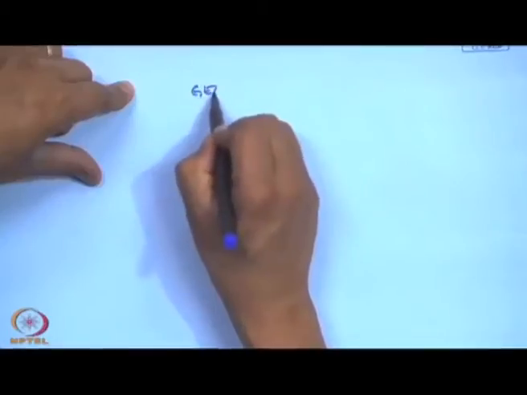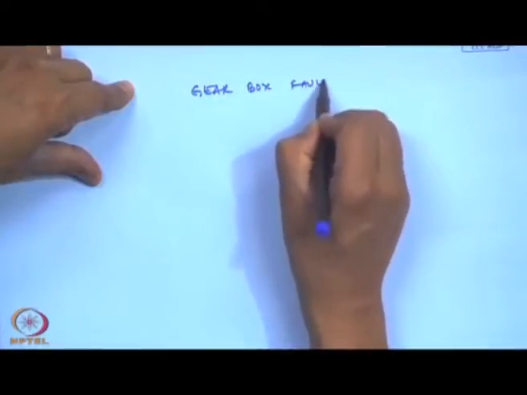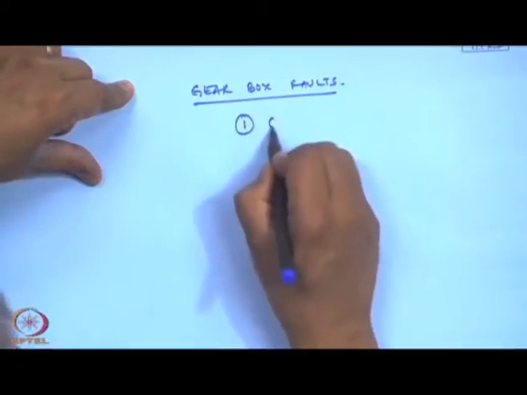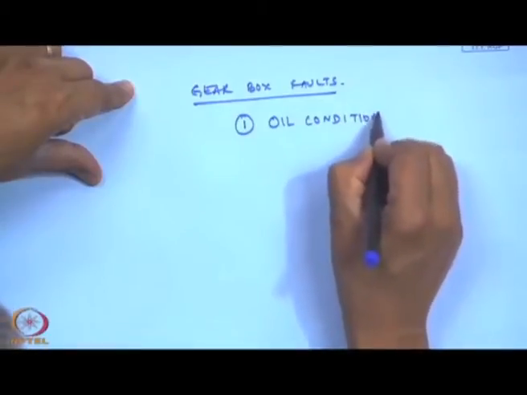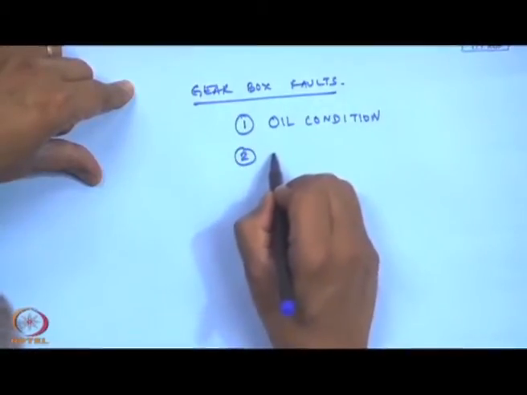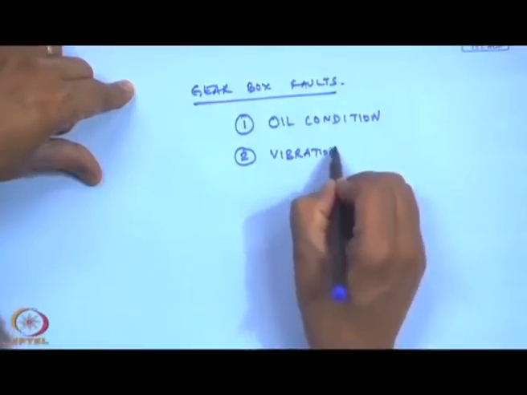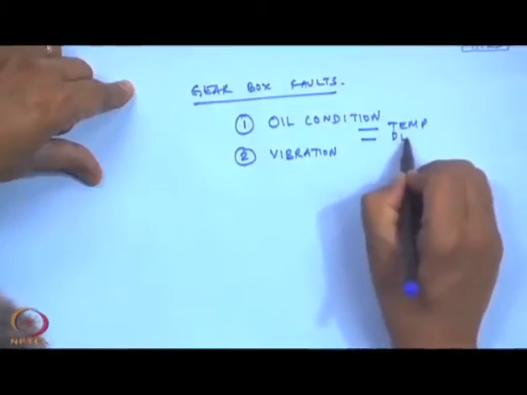So, to detect gear faults, we can have so many conditions. Number one is the oil condition, other is the vibration. So, in oil conditions we have temperature and the debris.